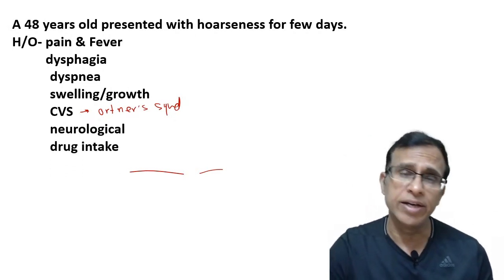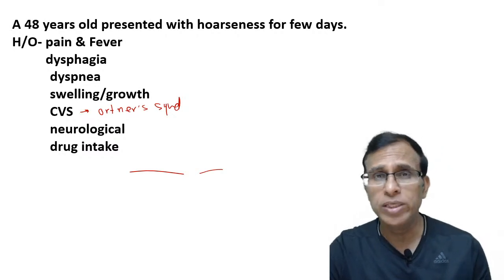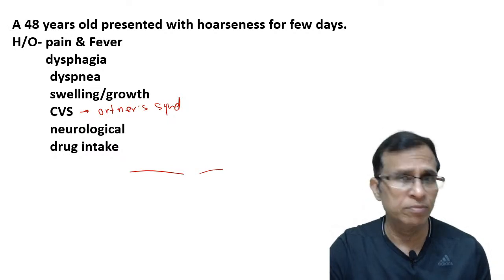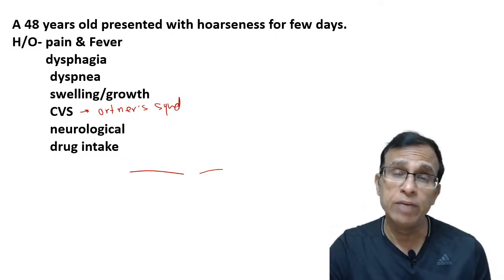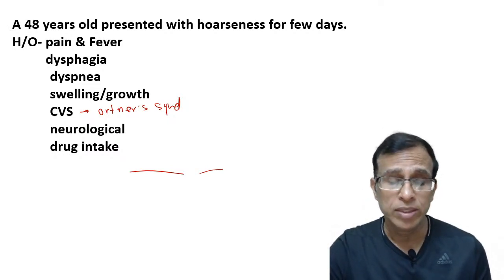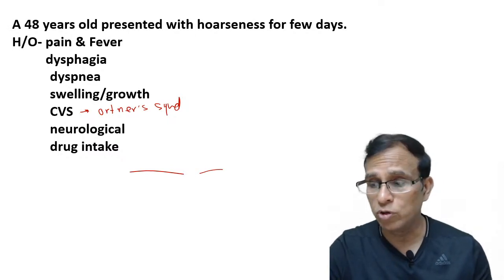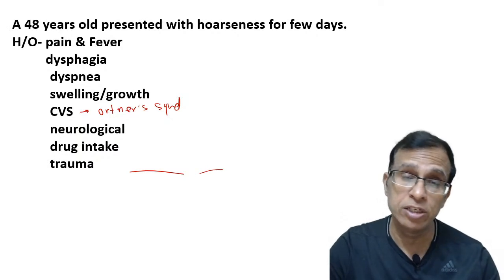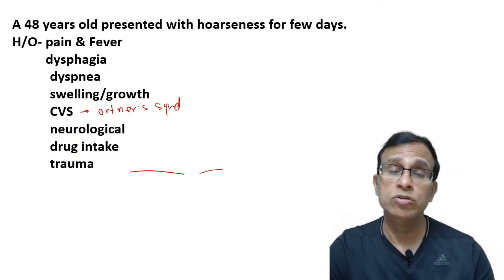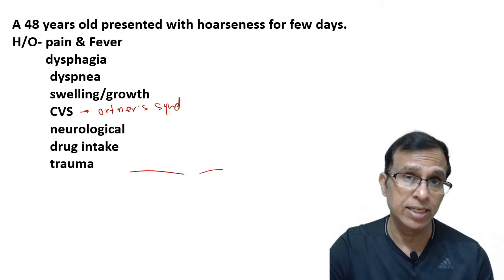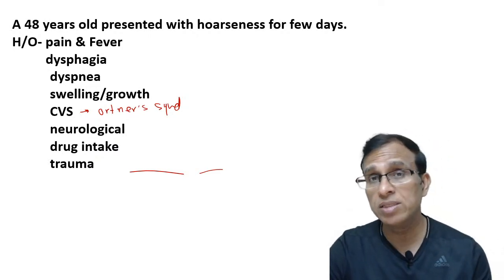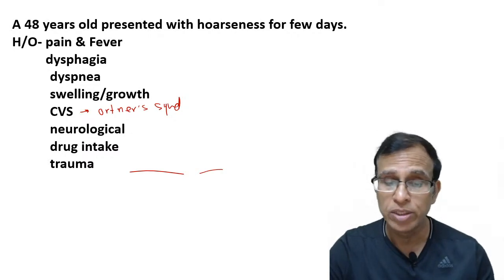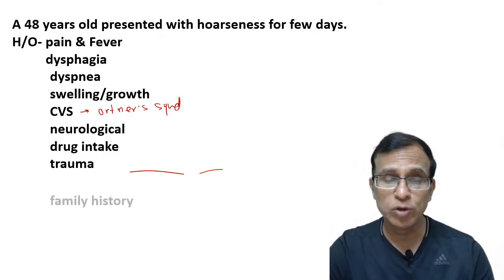Then we have any drug intake. Usually patients on blood thinning agents can have bleeding anywhere, also bleeding in the vocal cord, and therefore it can affect the vocal cord, causing vocal cord palsy. So drug intake history is very important. Trauma is another cause. Trauma can damage the nerve that supplies the larynx, can be direct trauma to the larynx, and can damage the muscles that move the vocal cord and cause vibration. So traumatic history is another important one.